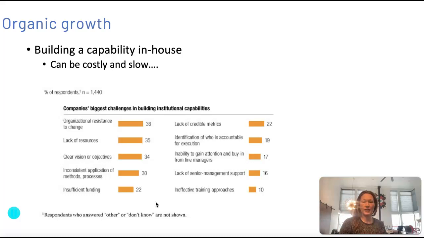But on the other hand, building out the capability can be a slow process. It doesn't happen overnight. And it can oftentimes end up being almost as expensive as an acquisition when you think about the scope of talent and resources that need to be acquired bit by bit.